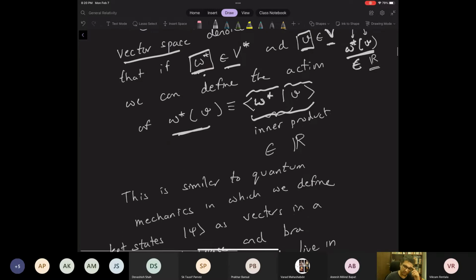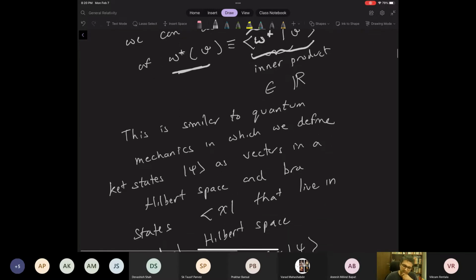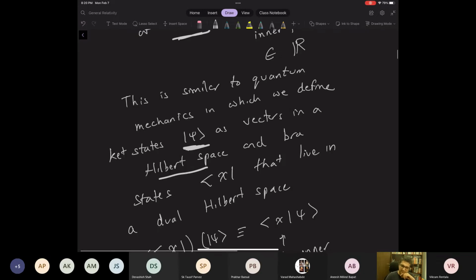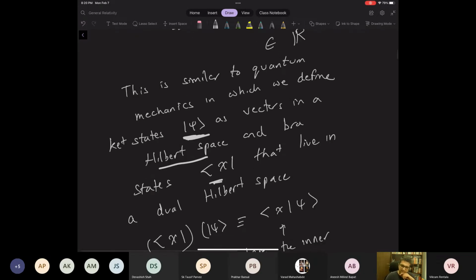So this is very similar to quantum mechanics, in which you define ket states as some psi. These are some vectors in the Hilbert space, and you define bra states chi that live in a dual Hilbert space. We don't usually think of the distinction between them, but really these bra states live in a different space. That's called a dual Hilbert space.